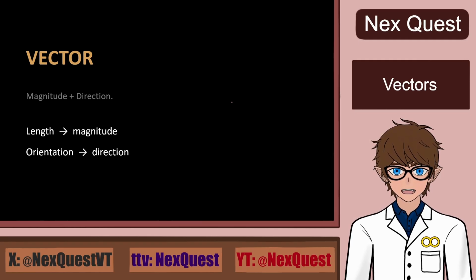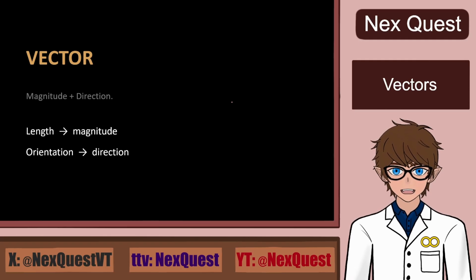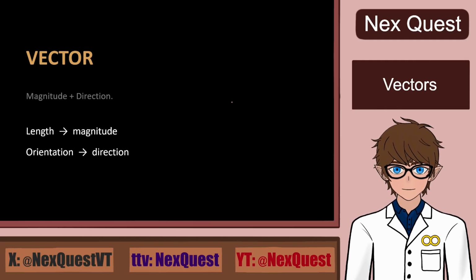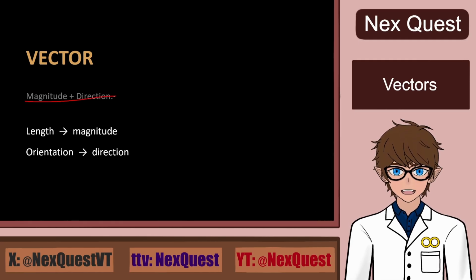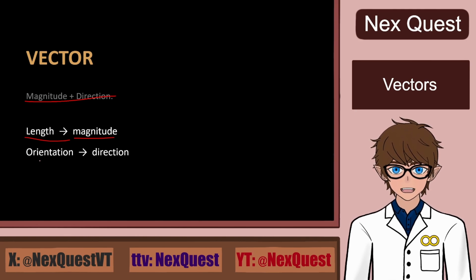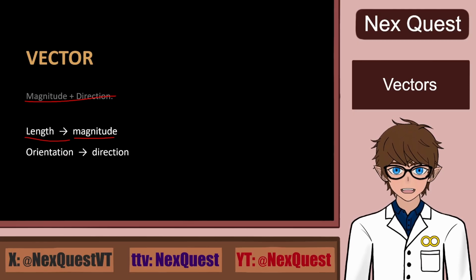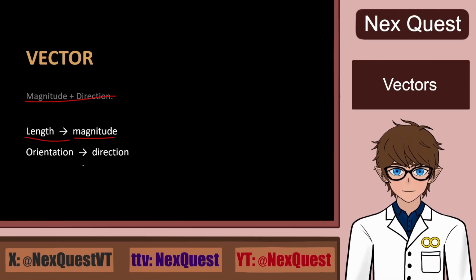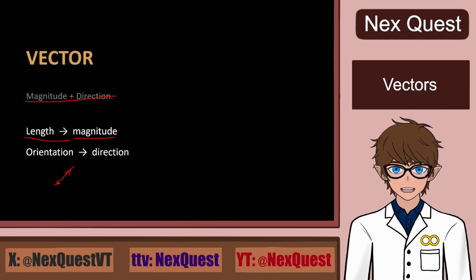A vector combines magnitude and direction and orientation. But sometimes we say that direction already consists of orientation too. So we kind of just say magnitude plus direction most of the time, okay? So its length is its magnitude, and the angle, basically the position, the slope itself is the direction, including the orientation. So this is different than this.